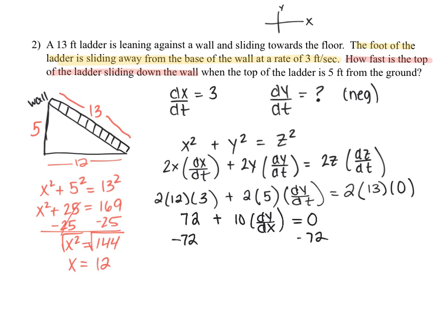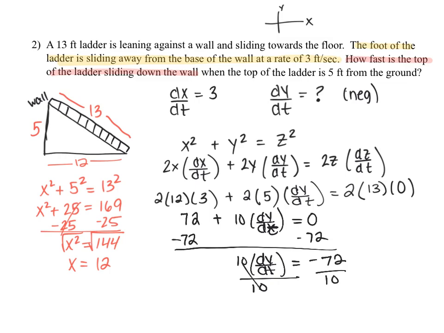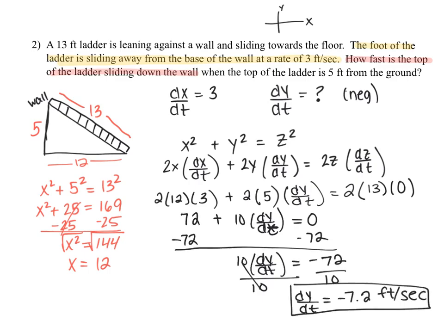So minus 72 on both sides. So 10 times dy/dt, sorry, I keep writing dy/dx, that should be a t also, equals negative 72, so dy/dt is negative 72 over 10, which is negative 7.2 feet per second. So the rate at which the ladder is sliding down the wall here is a negative 7.2 feet per second. And that's what we had wanted in the beginning.